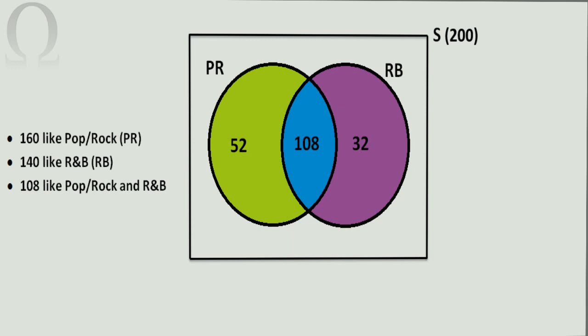Since 200 teenagers were interviewed, and the PR and RB sets collectively represent 192 teenagers, it follows that 8 teenagers like neither type of music. 8 is placed outside the sets, within the whitespace, since this whitespace includes elements that do not form part of any of the circular containers. And now that we have completed the Venn diagram, we can answer the questions on probability.